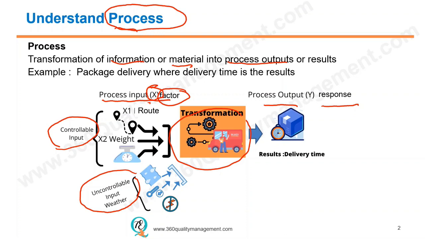So in this example of packaging delivery, where delivery time is the results, that means the shorter the time that is delivered to the customers, the better it is. In this example, we have identified there are two controllable inputs, which is the route itself, which route is the best, and also the weight of the packaging. Will it impact the delivery time?